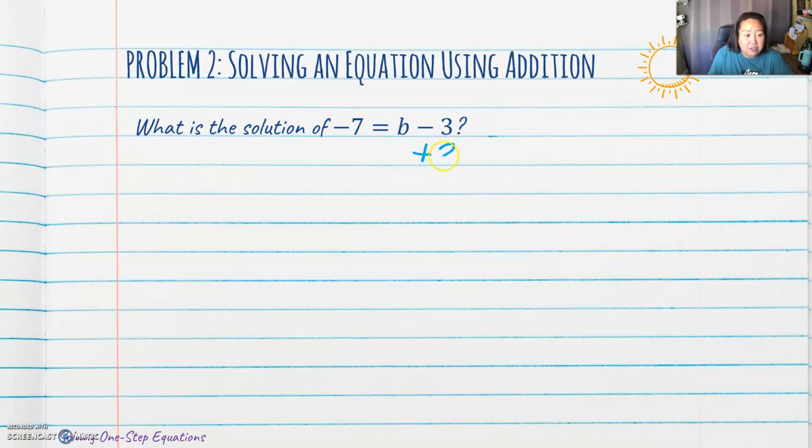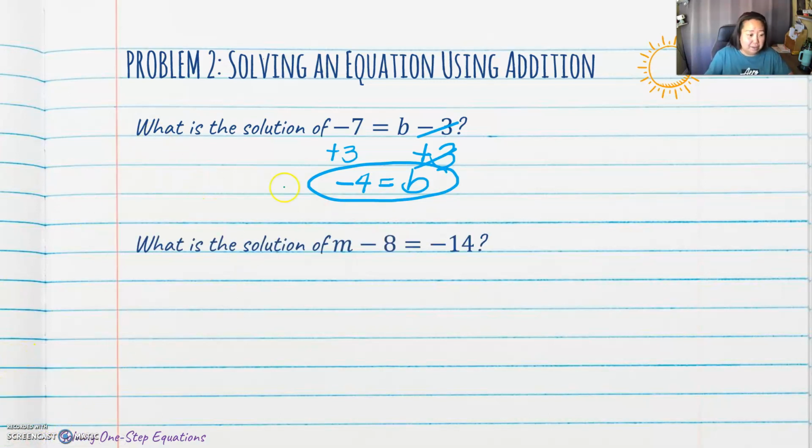So we will be adding 3 on the right side of the equation, which means we also have to add 3 on the left side of the equation. So negative 3 and plus 3, that will be a 0. So on the right side of the equation, you only have now just b. On the other side, you have negative 7 and positive 3, which will mean we have negative 4 as the value of our b. Okay?